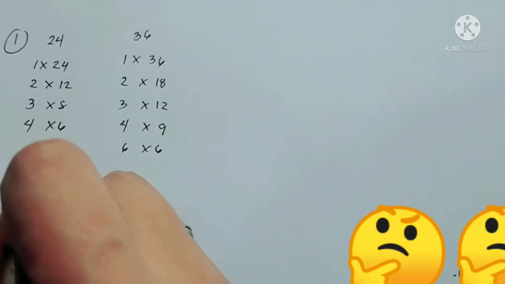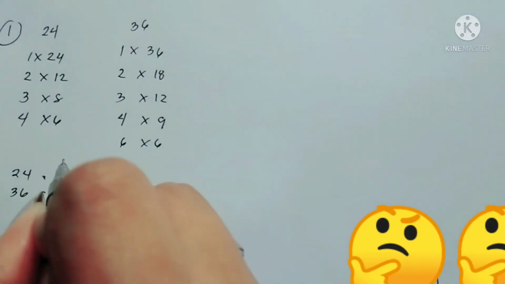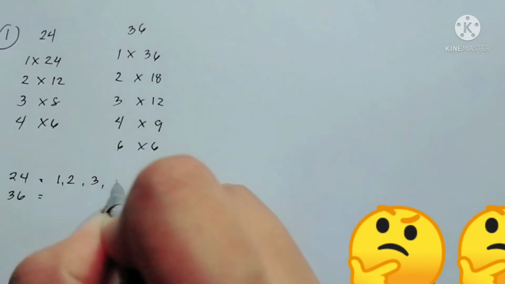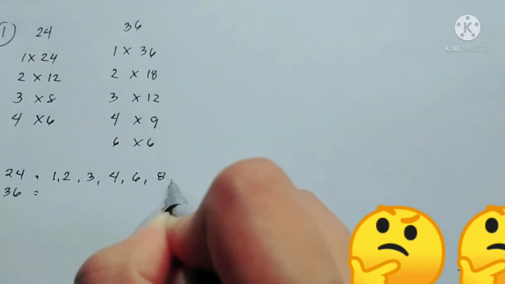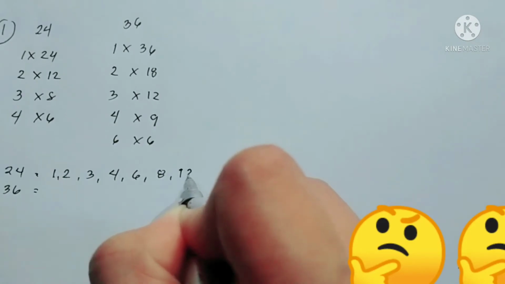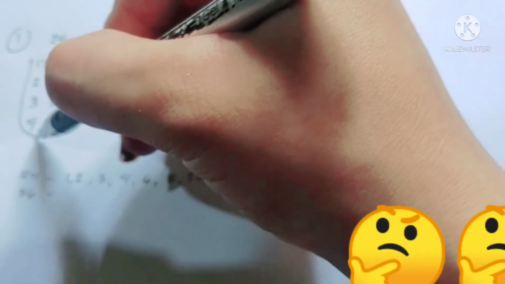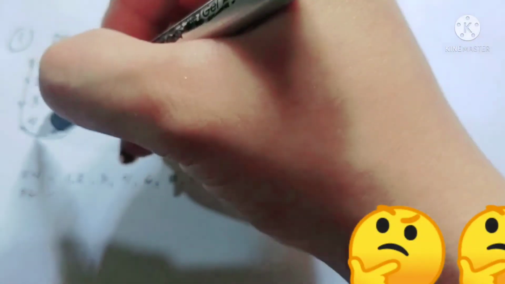Ngayon, paiikliin natin siya. 24 and 36. Ililista lang natin. 1, 2, 3, 4, 6, 8, 12, and 24. Kung mapapansin nyo, ang palista ko mula dito sa 1, pataas. Ayan. So, pag ganyan, ayan yung arrow. Para masundan nyo kung paano ko siya nilista.